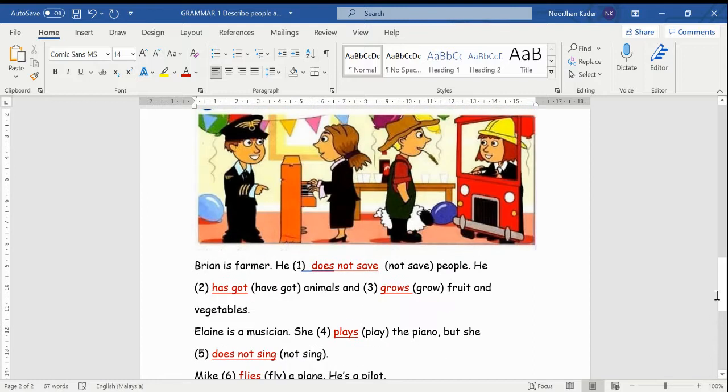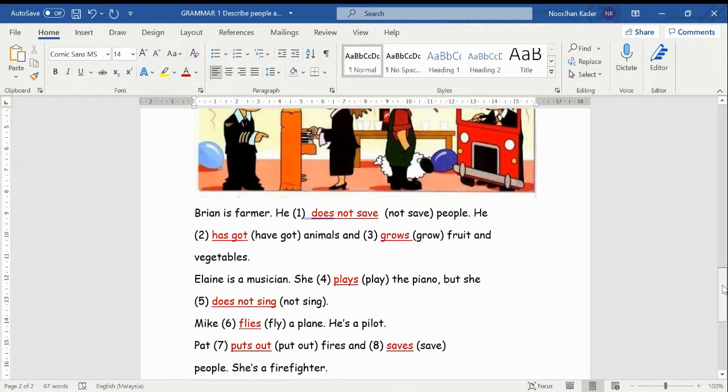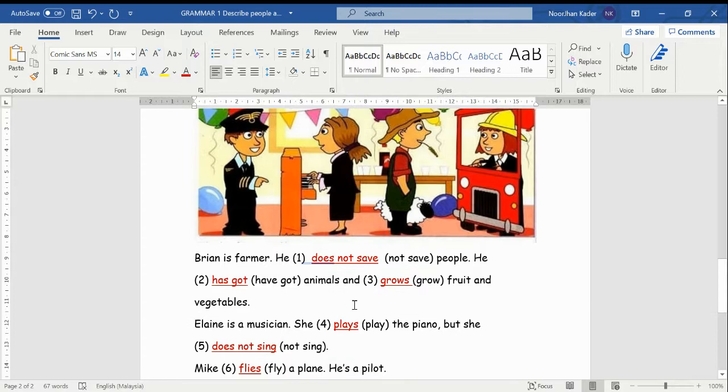Okay, let's see. Number 1, picture 1. Brian is a farmer. He does not save people. He has got animals and grows fruit and vegetables. Okay, correct. All the grammatical items are correct, and this description about Brian is also suitable.